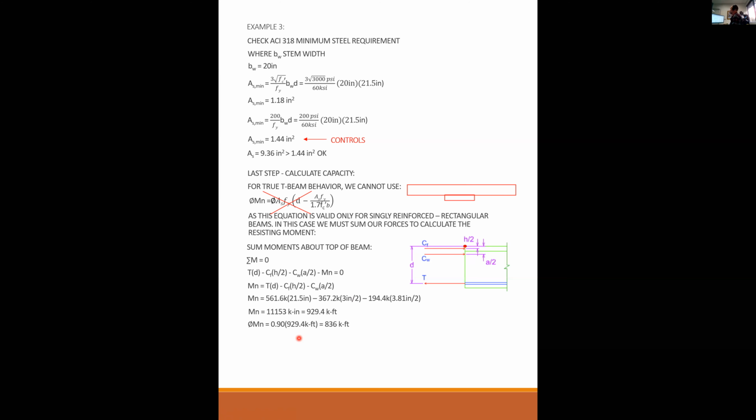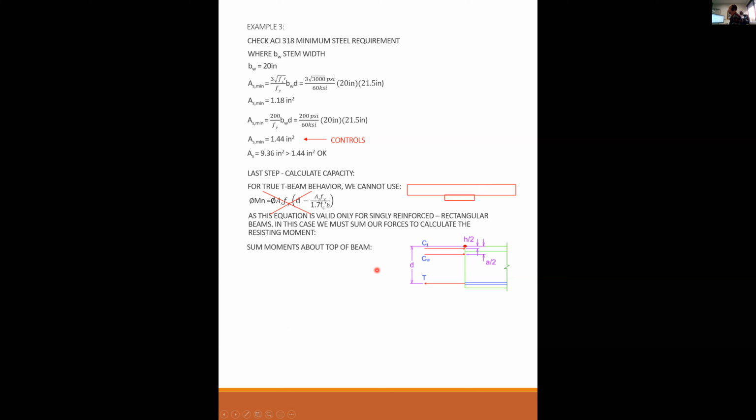Any other questions on this problem? Professor, why did you do H over 2 and A over 2? Because that's where the centroids of those flanges are.